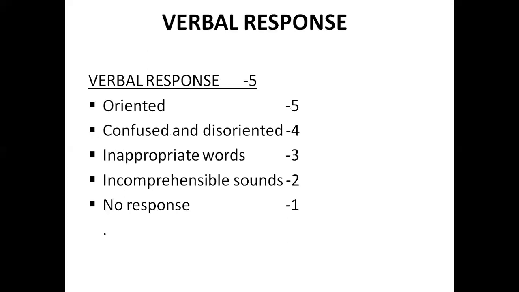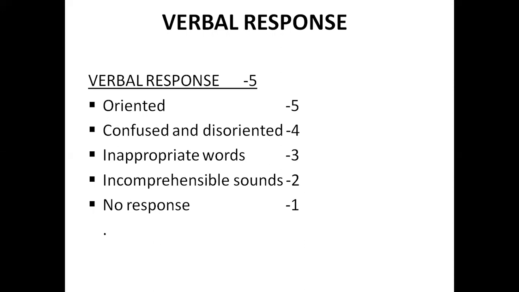The next is the verbal response. The maximum score of the verbal response is 5. The patient who is fully oriented, we note the score as 5. If they are confused and disoriented, then we mark it as 4. If there is a response of inappropriate words, then we note it down as 3. If there are only sounds, no meaningful words, then we mark it as incomprehensible sounds, which is 2. And if there is no response, we mark it as 1.